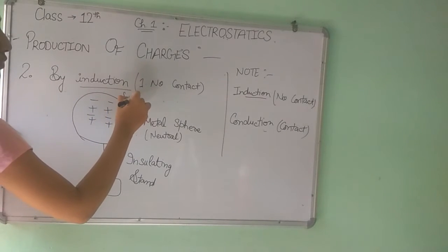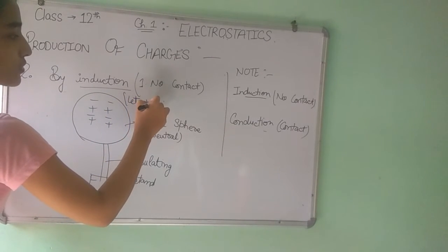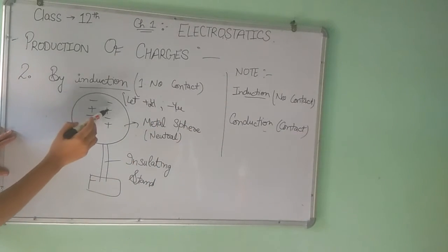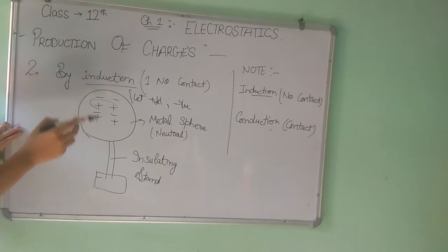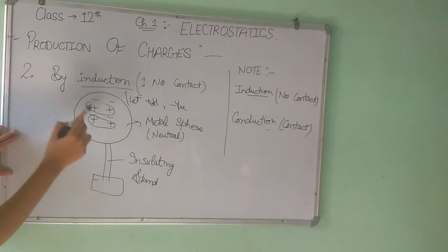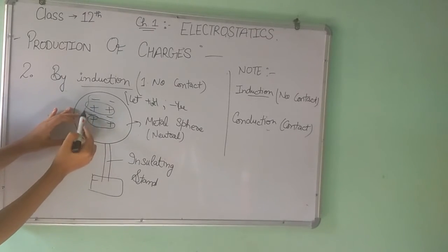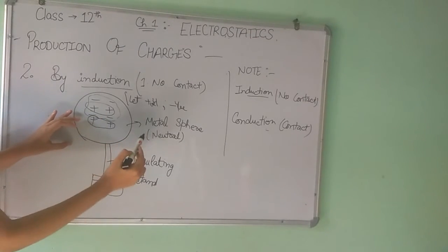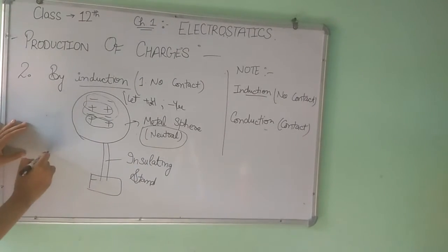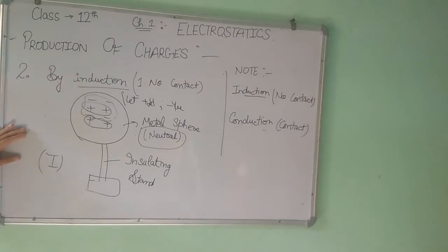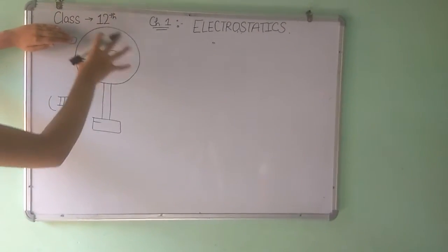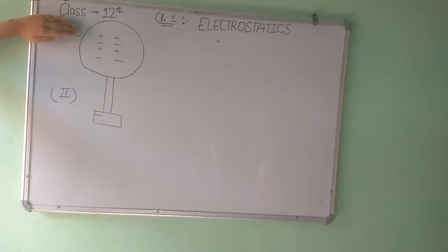Let it have 4 positive charges and 4 negative charges, meaning the magnitude of positive charges is 4 and the magnitude of negative charges is the same. So these will cancel out. These 4 positive charges will cancel out these 4 negative charges, so it becomes neutral. This is our first step. In the first step, we saw that the charges are randomly distributed in this sphere.